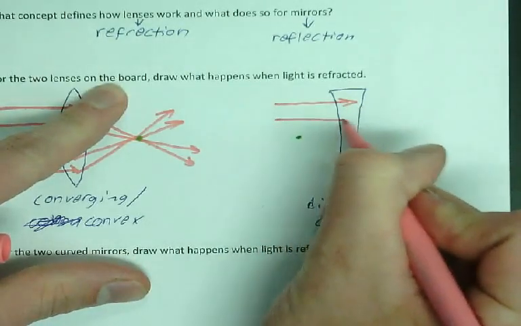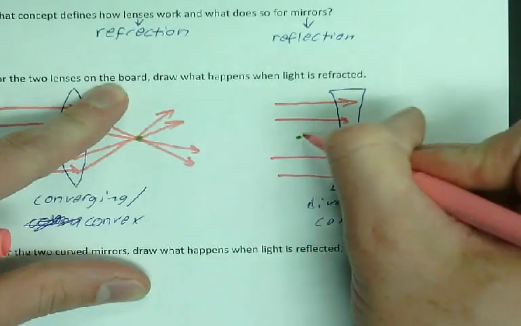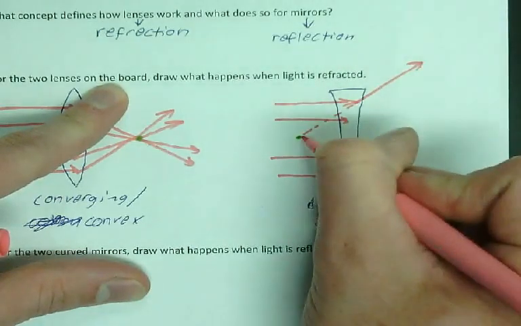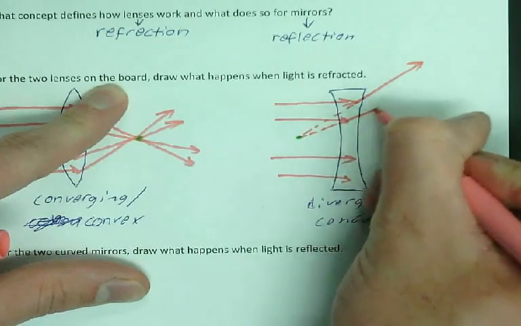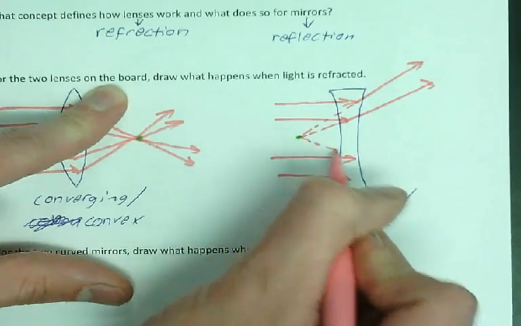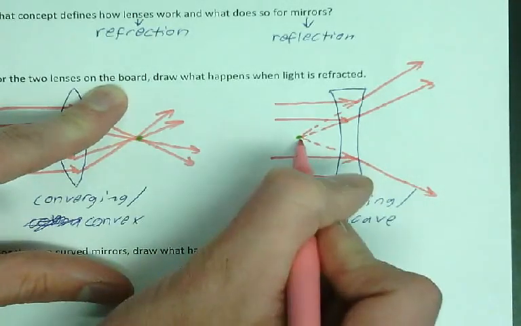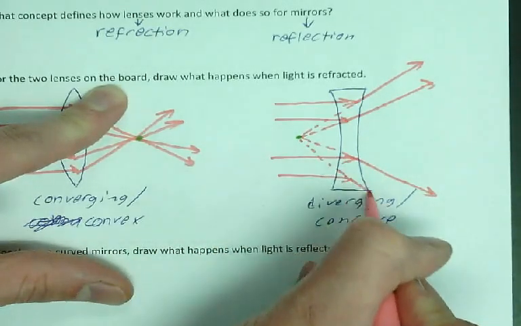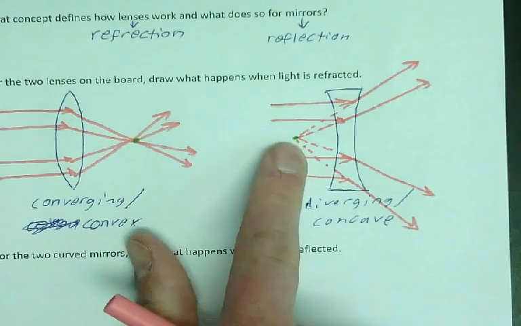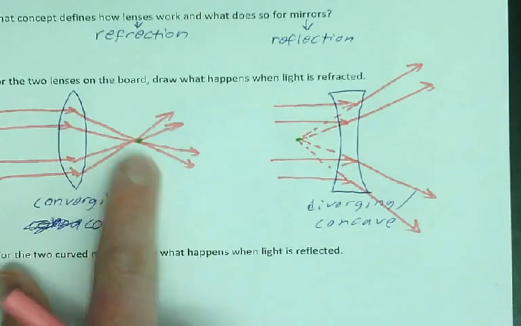So the light comes in, and then it bends away from that point. Now you'll notice that I'm drawing dashed lines here. The reason I'm drawing dashed lines is I want to be clear that the light isn't actually going backwards. So this is just where it looks like the light came from. The light's not actually going backwards. So it's spreading the light away from this point as opposed to bringing the light to a point.